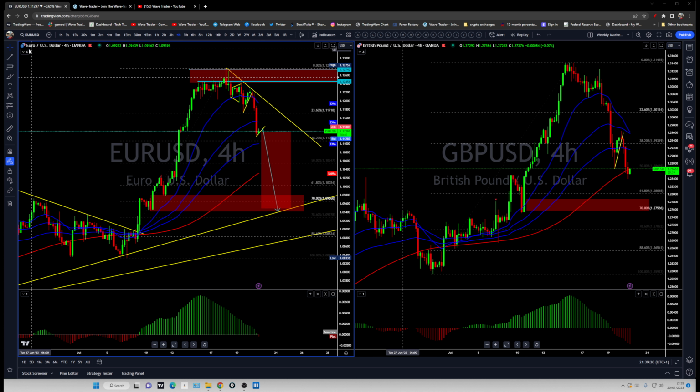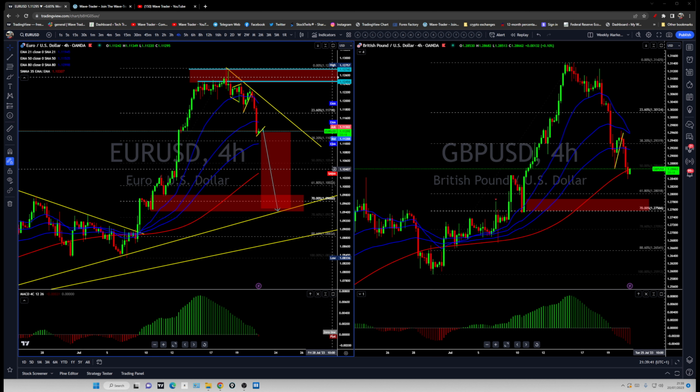So some people were asking which moving averages I use. I use EMA 21 close, EMA 50 close, all right? EMA 80 close and smoothed moving average 35. So the SMA 35 has been applied on the exponential moving averages, all right? So yeah, that's what you are looking at.